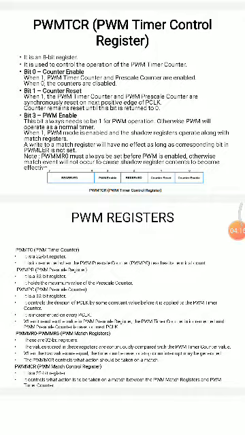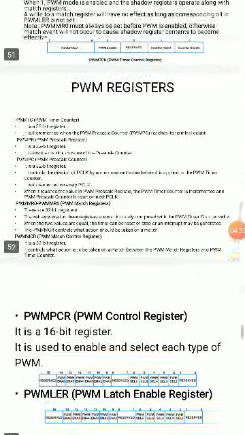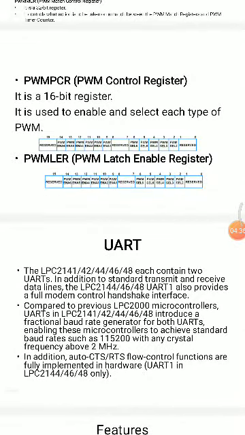PWM MR6 is a 32-bit register continuously compared with the pulse width modulation timer counter value. The match control register is 32-bit. It specifies the actions to be taken on a match between the pulse width modulation match registers and the pulse width modulation timer counter. The next one is the pulse width modulation control register. It is a 16-bit register used to select the type of each pulse width modulation output. So these are all the pulse width modulation output related registers.